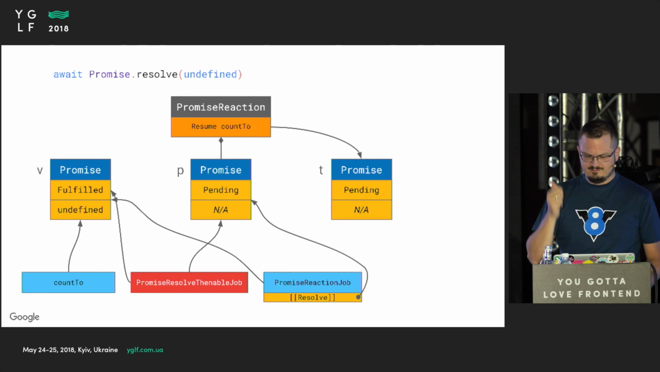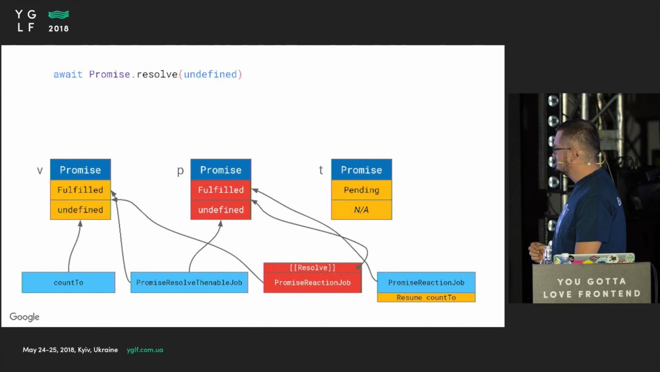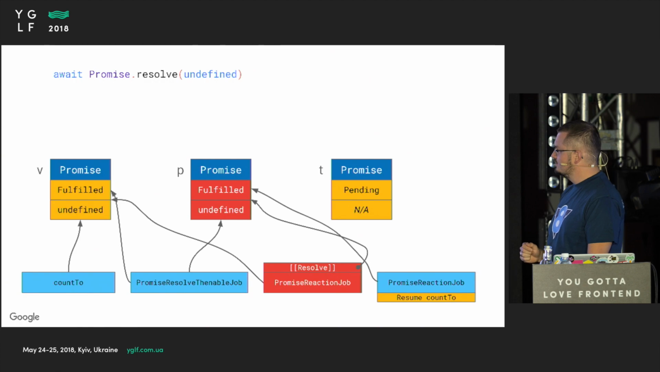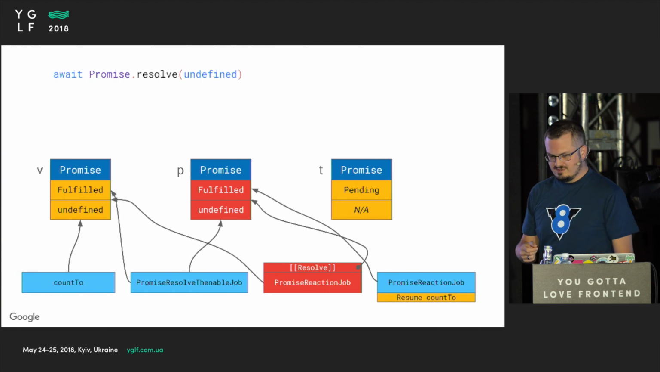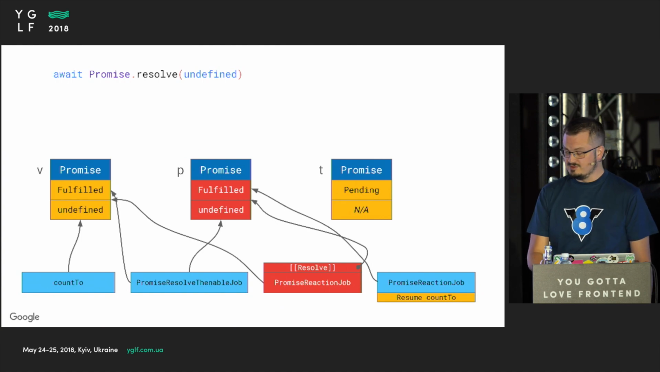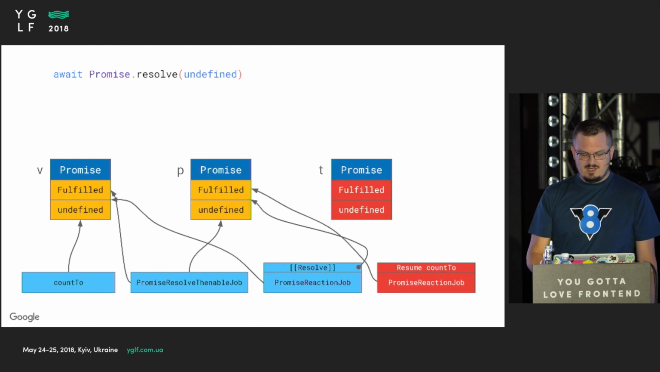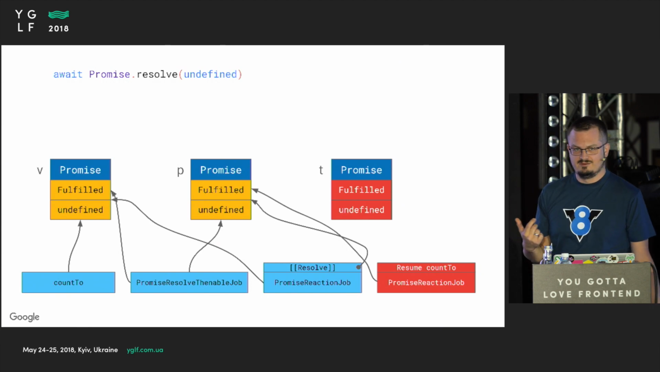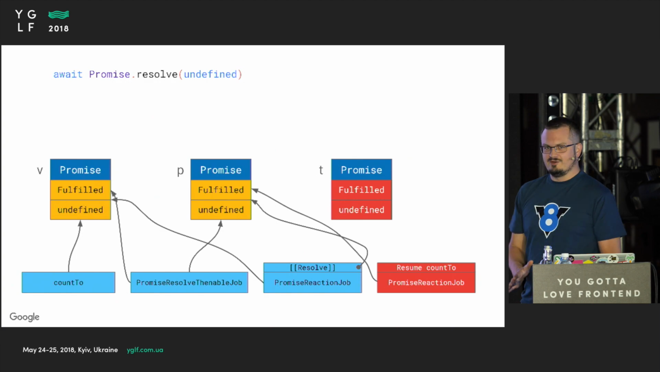That's already tricky. Okay, so far so good. Okay, then we go on, and we execute this promise reaction job, which propagates the value from V to P. So P is also resolved with undefined now, or fulfilled with undefined. And it schedules another promise reaction job that, when executed, resumes count2 and also resolves the throwaway promise. And when that executes, we resume count2, and the throwaway promise is also fulfilled, but since there's nothing chained on that, we are done. That's why it's called the throwaway promise. And that's basically how await works.